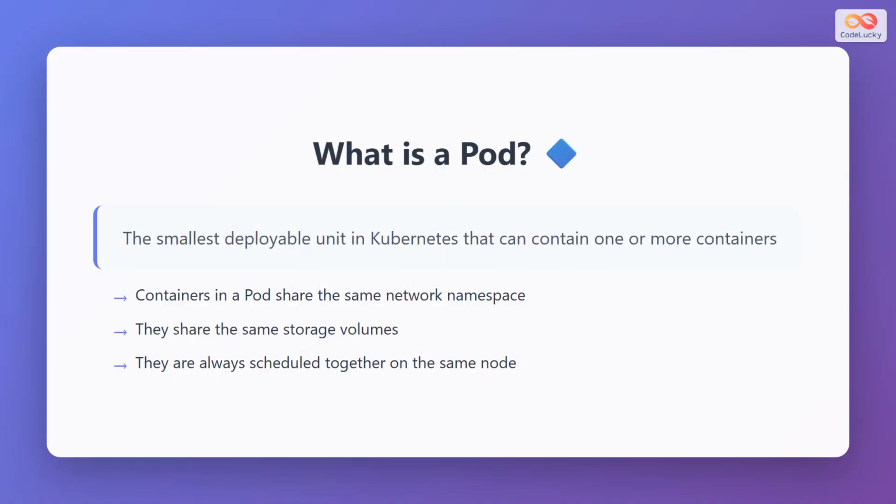A pod is the smallest deployable unit in Kubernetes that can contain one or more containers. Think of it as a wrapper that groups containers together. All containers inside a pod share the same network namespace, which means they can communicate with each other using localhost. They also share the same storage volumes, allowing them to access common data. Most importantly, containers in a pod are always scheduled together on the same node, ensuring they stay co-located throughout their lifecycle.